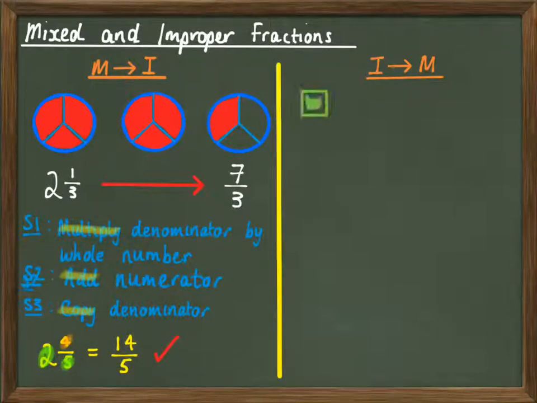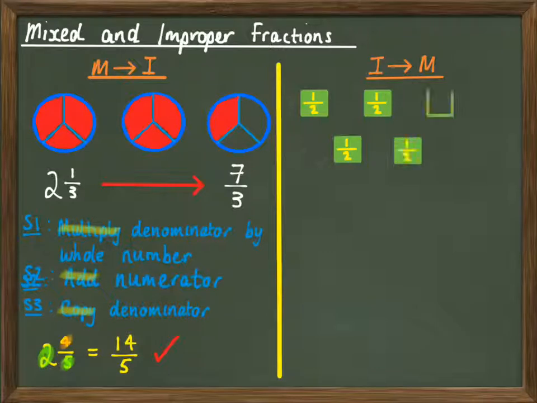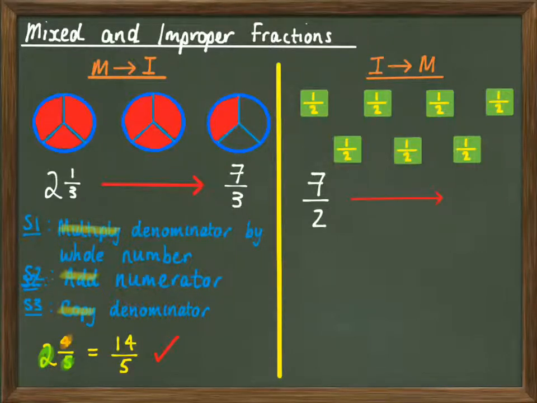Going the other way, then, so from improper to mixed, we're going to do basically the opposite of what we did in the first section. So I've drawn these little squares and I've written halves in them. As an improper fraction, that's 7 over 2, okay, because I've got 7 lots of them halves. Now, to write this as a mixed number, first of all, I need to find out how many wholes I've got there, okay? So hopefully you recognise that for every 2 halves that I've got, that gives us 1 whole.